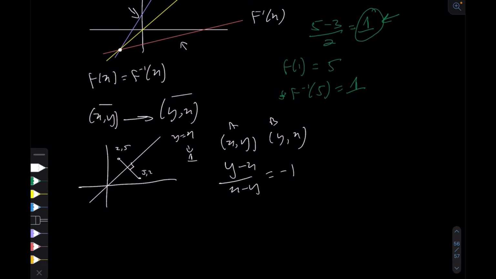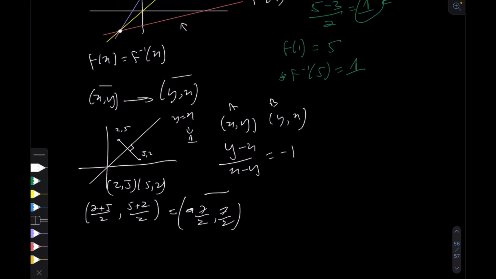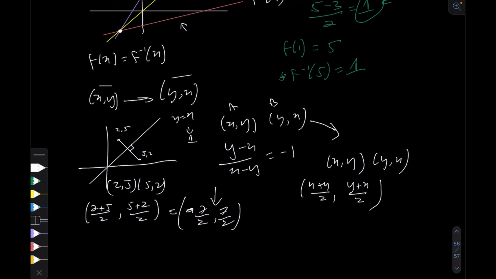Secondly, if you take the midpoint, for example, I took 2 comma 5 and 5 comma 2 here. Let's check what the midpoint comes out to be. 2 plus 5 over 2, 5 plus 2 over 2, and it comes out to be 7 over 2 and 7 over 2. We know 7 over 2 and 7 over 2 lies on the y equals x line, right? And generally, for any point x comma y and y comma x, the midpoint would turn out to be x plus y over 2, y plus x over 2, right? And these are both the same number, so we know it lies on the line y equals x.